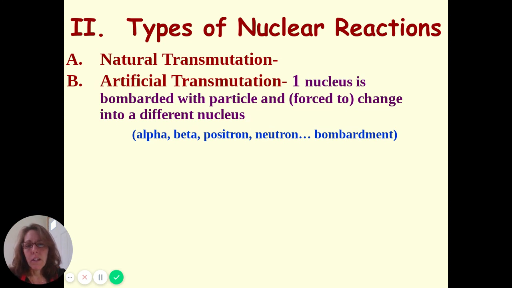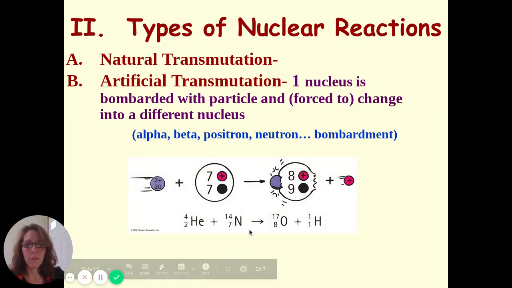Artificial transmutation is the next type. It's when you have one nucleus changing into a new one, but you're forcing it to happen, usually by bombarding it with a particle. Again, you can use an alpha, beta, positron, neutron. They're also called bombardment, alpha bombardment, and it changes it into a new one. So natural transmutation happens on its own. Artificial is being forced to happen. So here you can see a nitrogen is turning into an oxygen. Now, the way they write this symbol, it's hard to tell if they're talking about the element helium or this alpha particle here. We'll get to that a little bit more, don't worry.